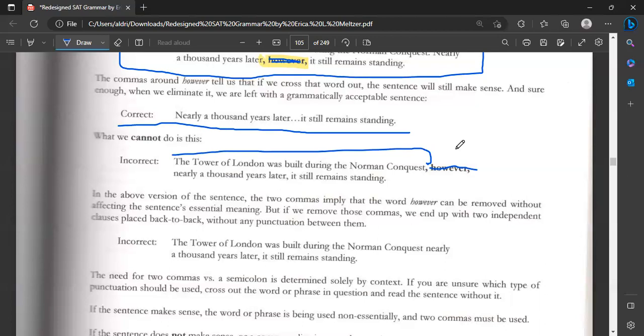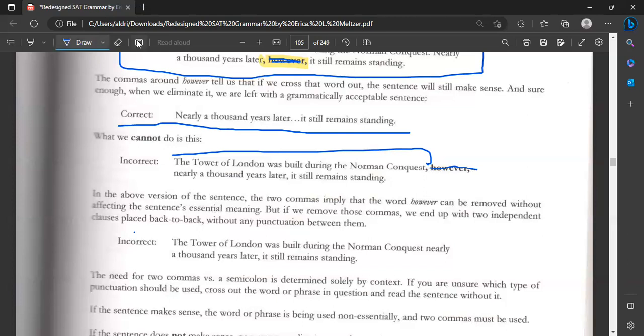So the Tower of London was built during the Norman conquest. However, nearly 1,000 years later, it still remains standing. Let's cross out the word "however," because it's been sandwiched. In this case, we're trying to say it's a non-essential clause. But look at what happens. I'm going to use a different color.